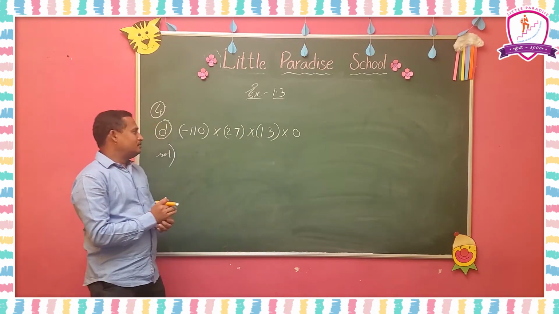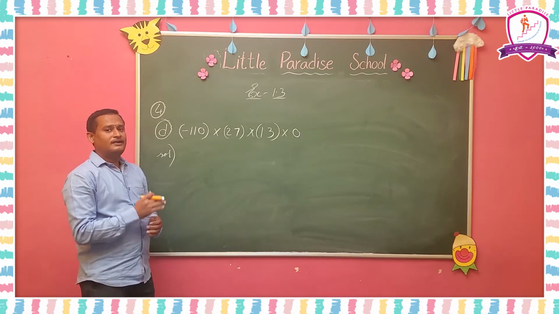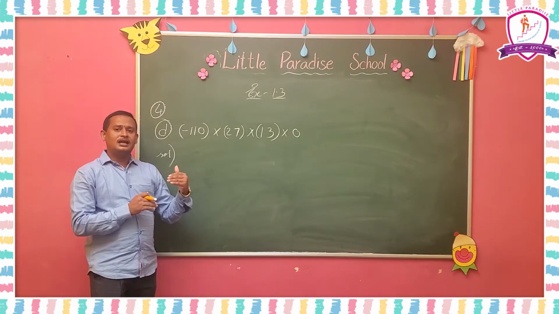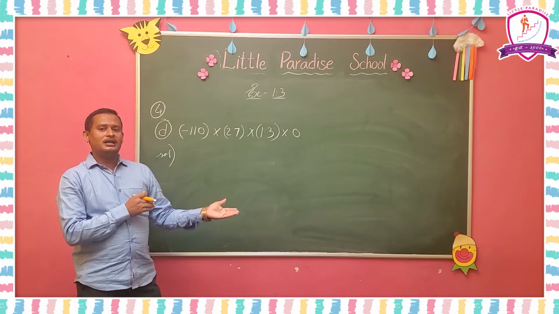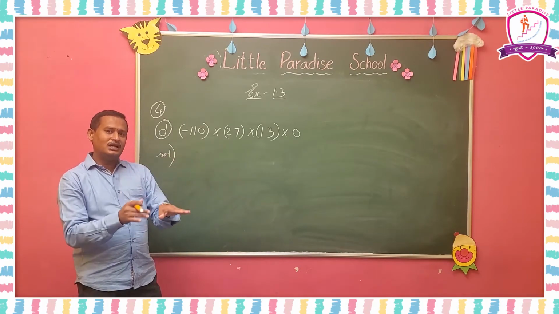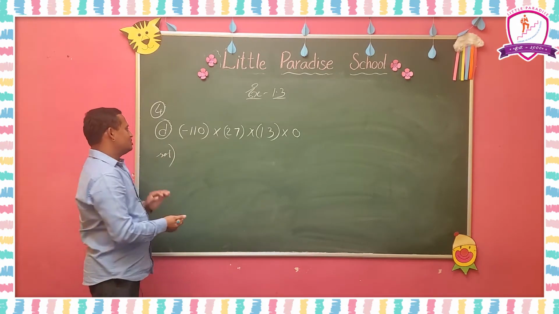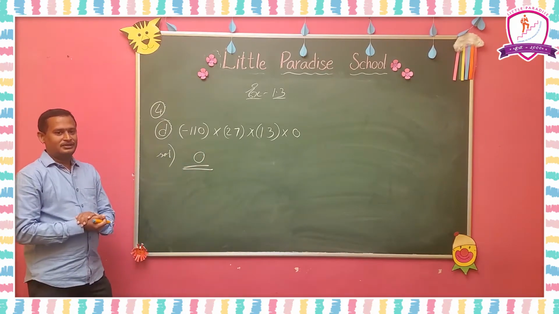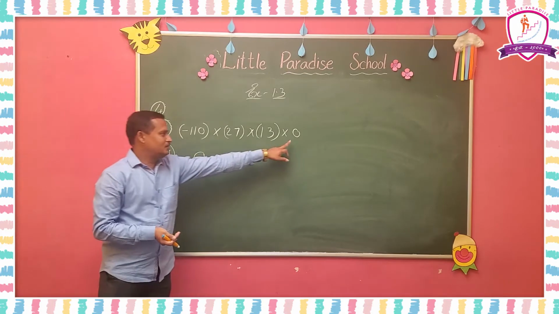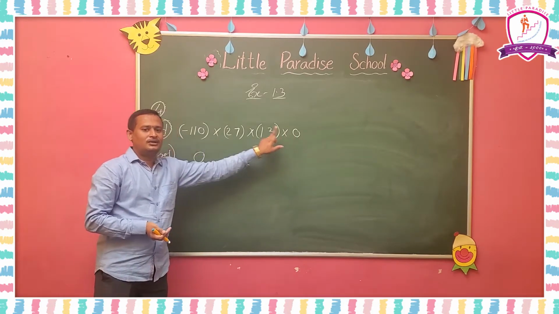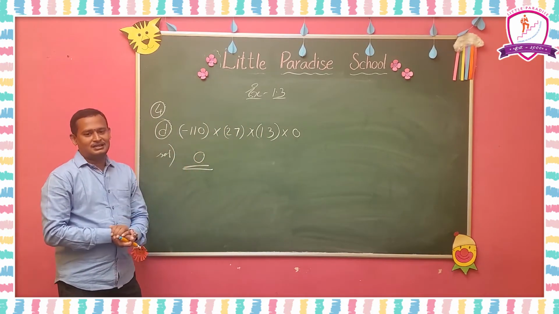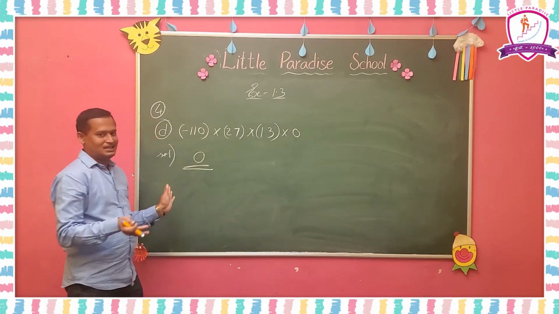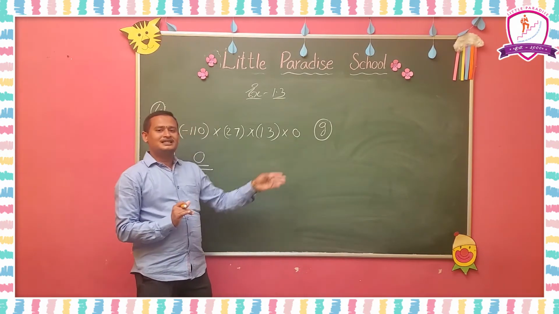The zero property says that when you multiply any number with 0, we will get 0 as the answer. So, what answer will we get here? Putting 0 is enough. In the D sum, 0 is there, that is why we have to put 0 for the answer. So, no need to do the multiplication. Now I am going to explain the G sum.